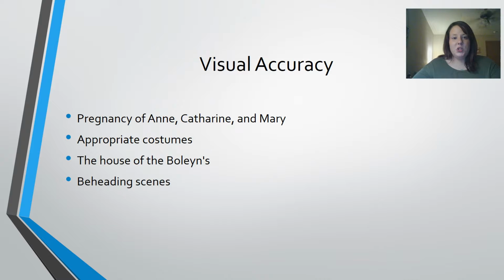When analyzing the visual accuracy, through the pregnancies of Anne, Catherine, and Mary, all the multiple pregnancies, you could see their baby bumps, and you could see after they had the baby the bump was gone. And then throughout the movie, everybody had appropriate costumes, especially during the balls where they were dancing, the women had the big dresses and the tight corsets, and the men had the pants with the tights and the shoes and the big shoulder pad things.